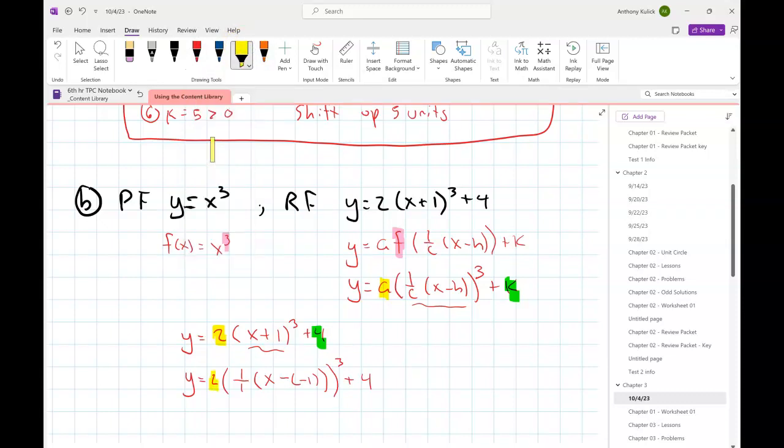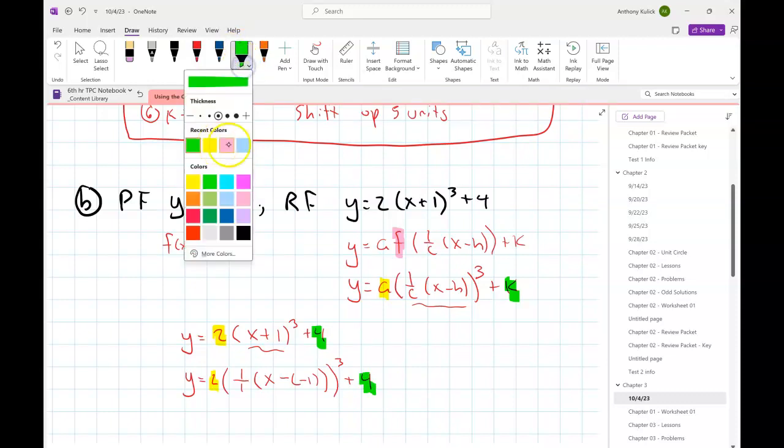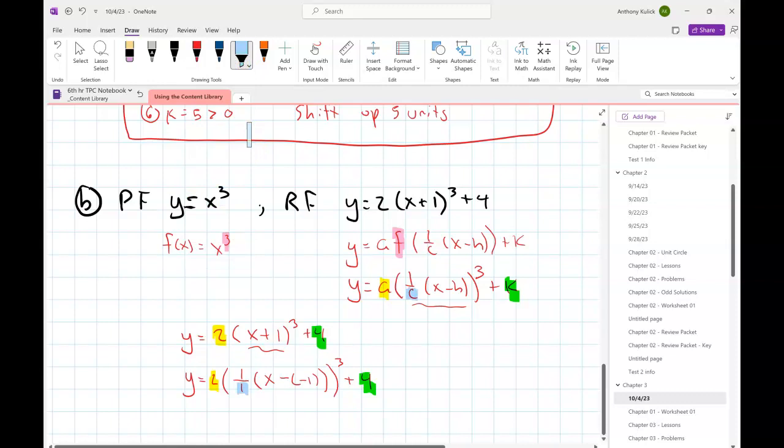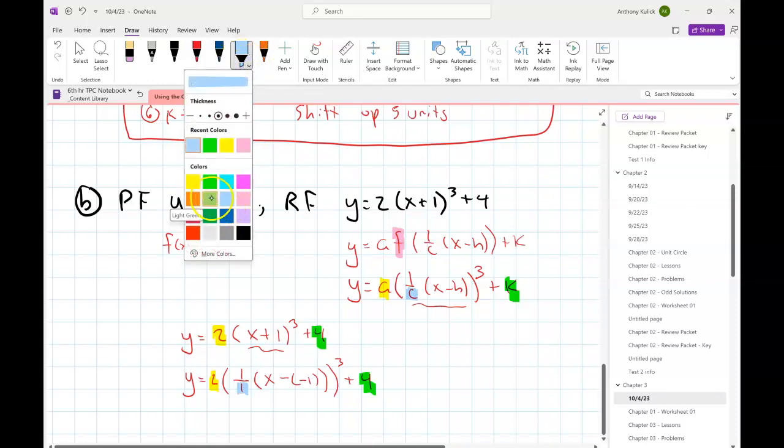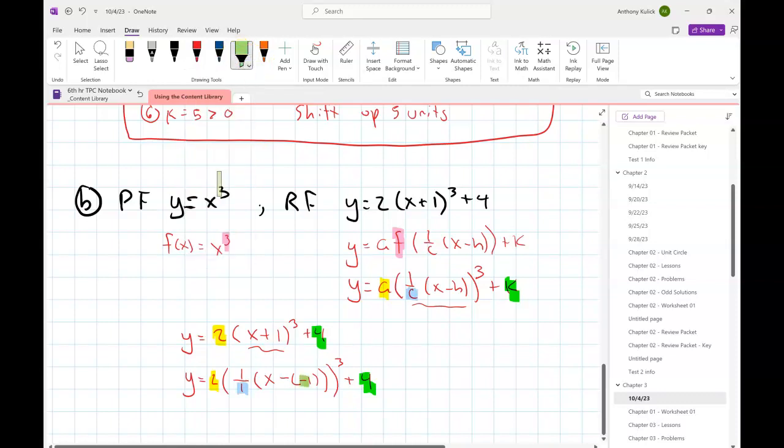So I see then my A and K we knew already. But my C is going to be 1. And my H is going to be negative 1.